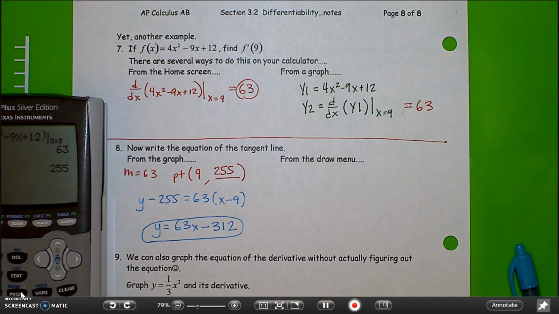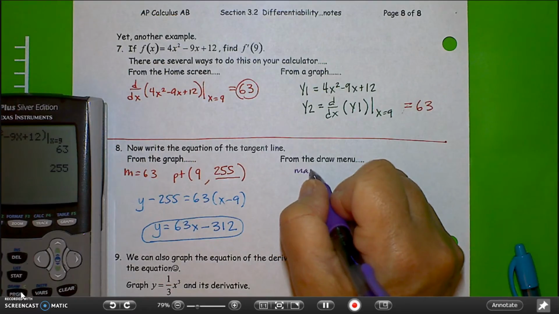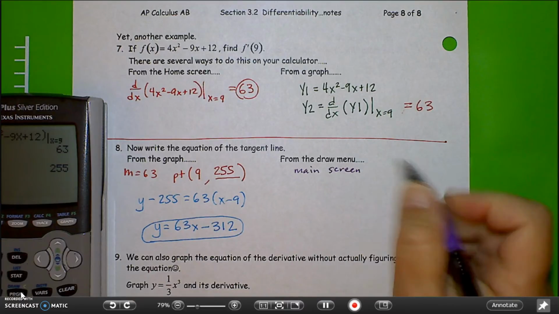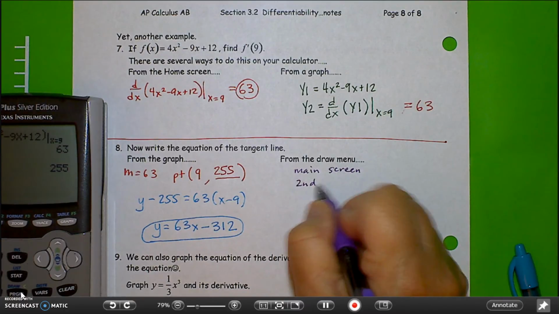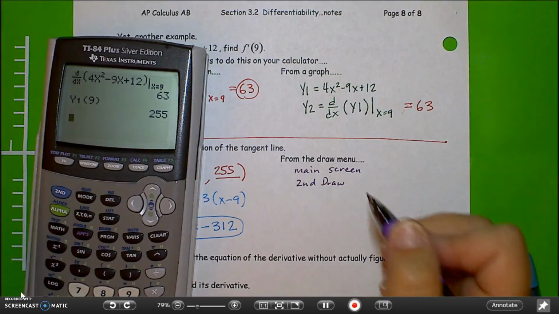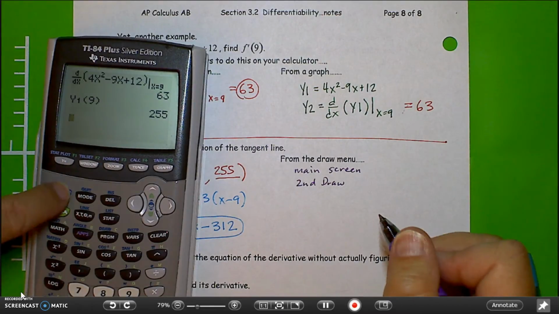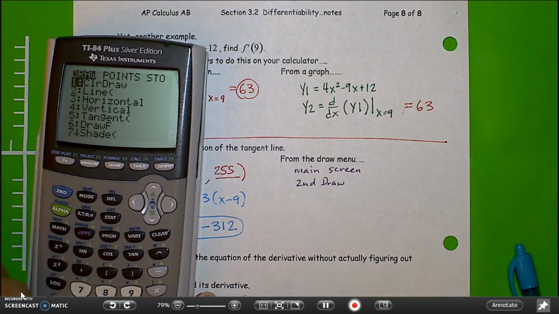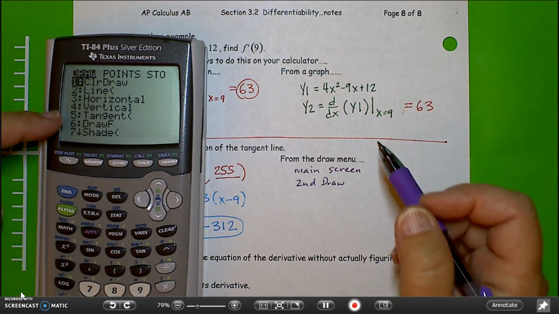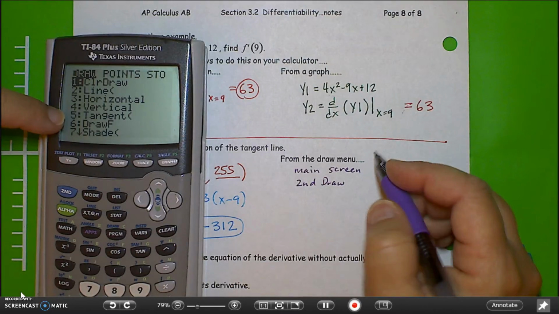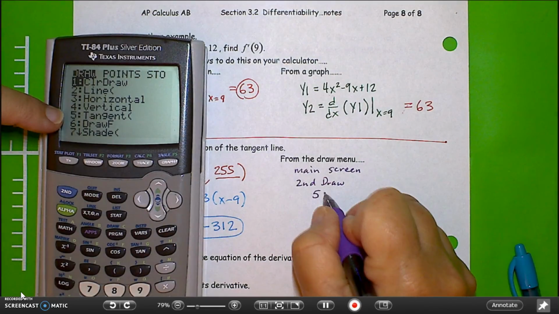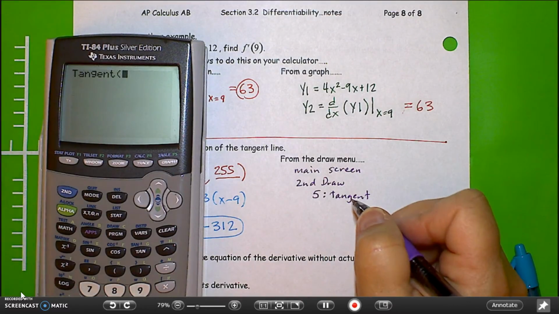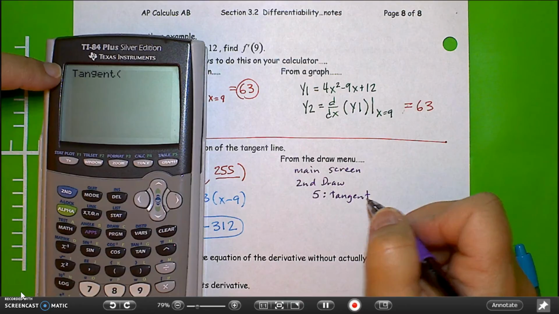So in the draw menu, I can do this from either the graph or from the main screen. So first from the main screen, I'll show you. Go to second draw. So second draw. And there's a few choices. I want tangent. So let's select 5. And it's asking tangent of what?